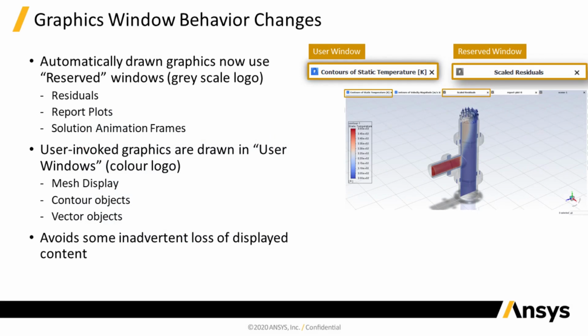There's been a few graphics window changes. The really most important one of these is that there are now two types of windows. So a blue F for Fluent is a user window, and a gray F is a reserve window. And reserve windows are for things like monitors, your residual plots, etc., which Fluent is creating. The whole idea of this is that there's now more control over window creation, and there shouldn't be any clashes between what you've produced and what Fluent is putting out automatically.